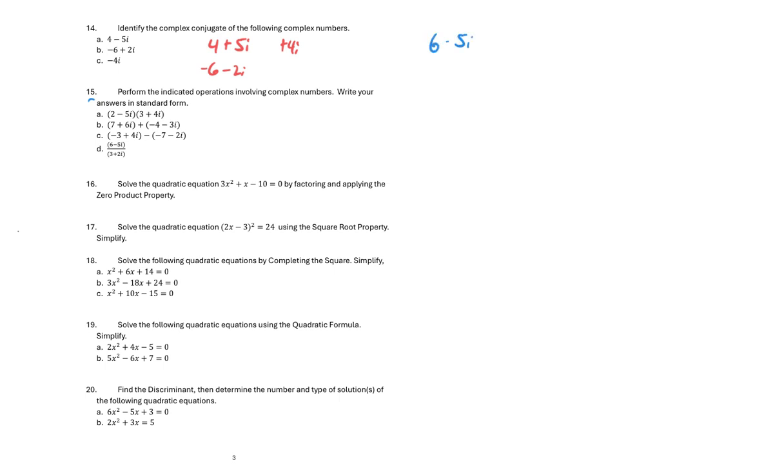So 6 minus 5i over 3 plus 2i, so we need to multiply by the complex conjugate of the denominator, both top and bottom. So when we do that on top, we should get 18 minus 15i minus 12i plus 10i squared.